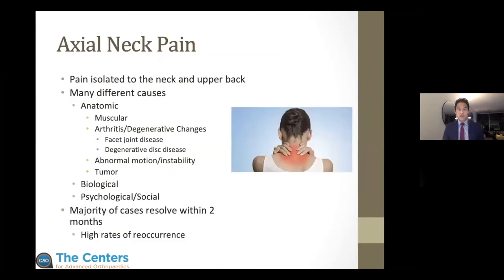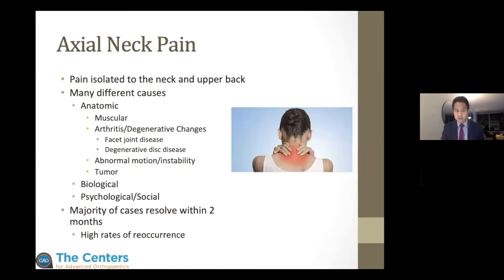Now, when I talk about neck pain, I like to classify neck pain into three separate categories, and we'll talk about each of them briefly right now. The first category of neck pain that I want to talk about is axial neck pain, which is pain that is isolated specifically to the neck and the upper back. There's no radiation to the arms or anything like that. It is simply in the neck and the upper back. There are many different causes of this.